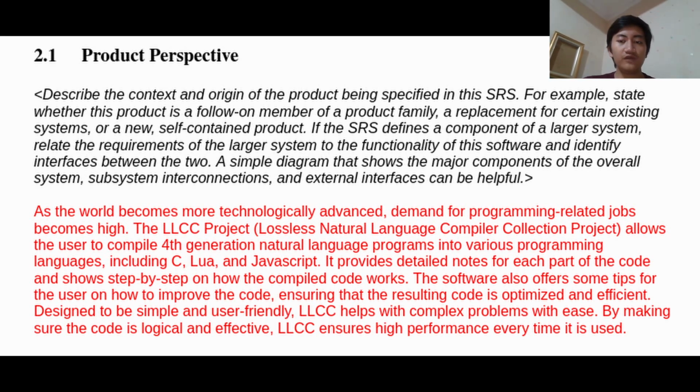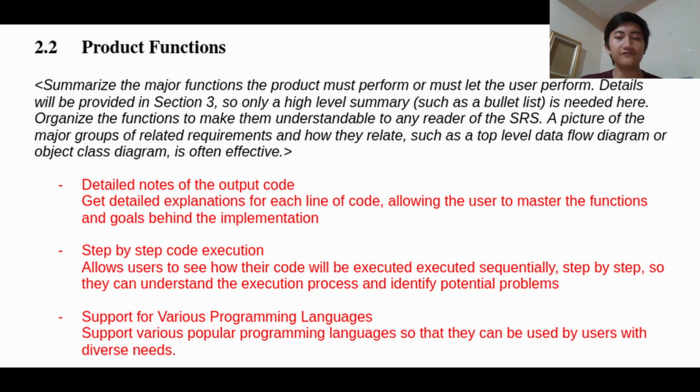And moving on, we have the product functions. Our software has three main functions. The first one is to get the detailed note of the output code. It means getting the detailed explanations for each line of code, allowing the user to master the functions and goals behind the implementation. The second one is step-by-step code execution.